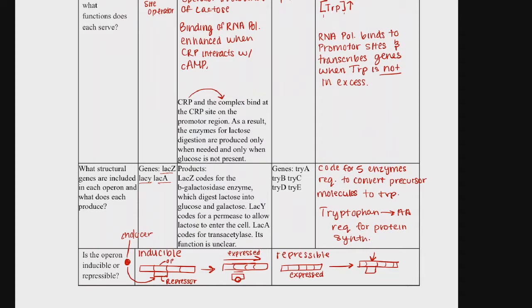And so to clarify this, an inducible operon is usually off because it is repressed until an inducer comes in, removes the repressor, and then genes can become expressed. A repressible operon is one that is usually expressed, but a repressor can come in and make it so the genes are not expressed. Does that clarify those operons?